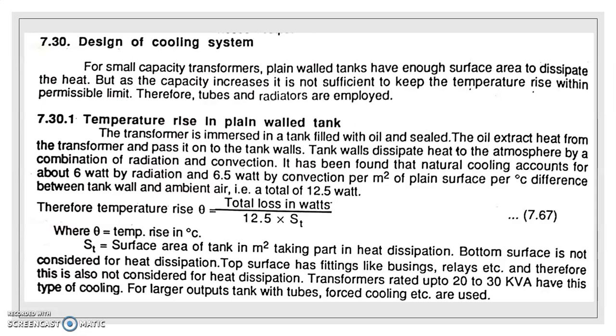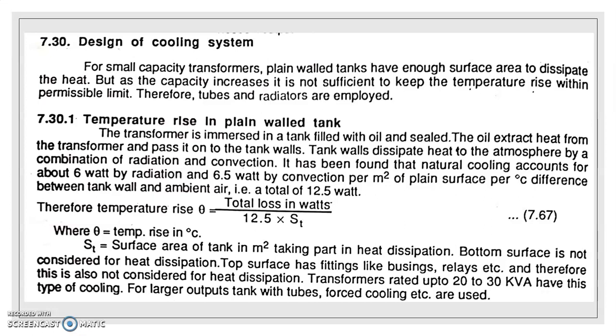Actually, a plain tank is only enough for small capacity transformers, but as transformer capacity increases, the temperature rise also increases. That temperature rise should be within the permissible limit. So to keep it within the limit, we have to provide tubes and radiators. Let's see the temperature rise in a plain wall tank.